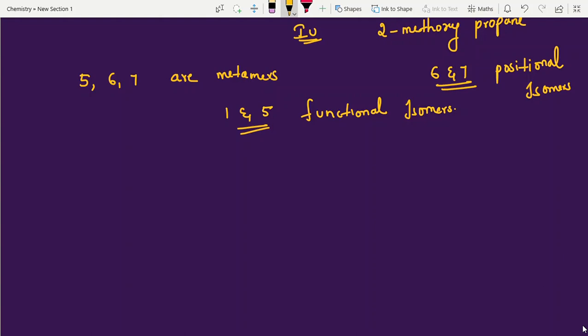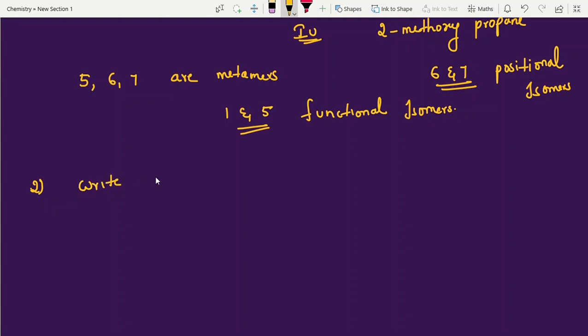So C4H11N. How many primary amines, how many secondary amines, how many tertiary amines are possible, they are asking. So please note it. C4H11N. Second question.